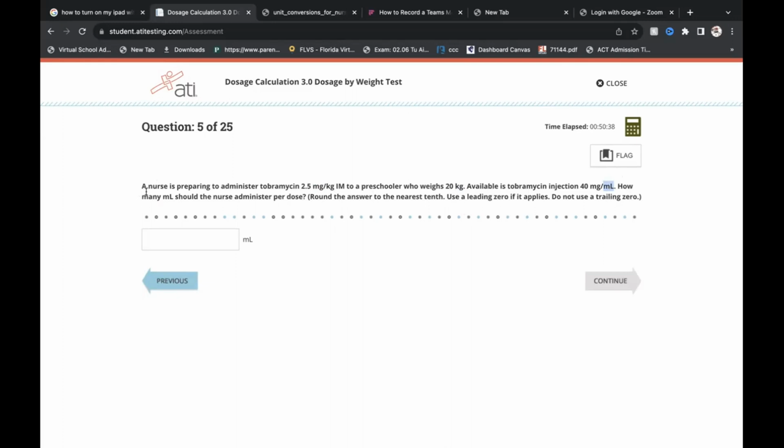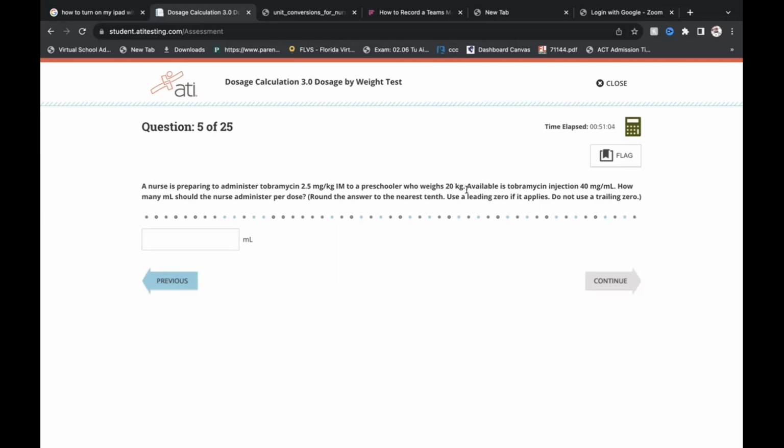So let's do this question. A nurse is preparing to administer tobramycin 2.5 milligram per kilogram IM to a preschooler who weighs 20 kilogram. Available is tobramycin injection 40 milligrams per milliliter. How many milliliters should the nurse administer per dose? Rounding to the nearest tenth.